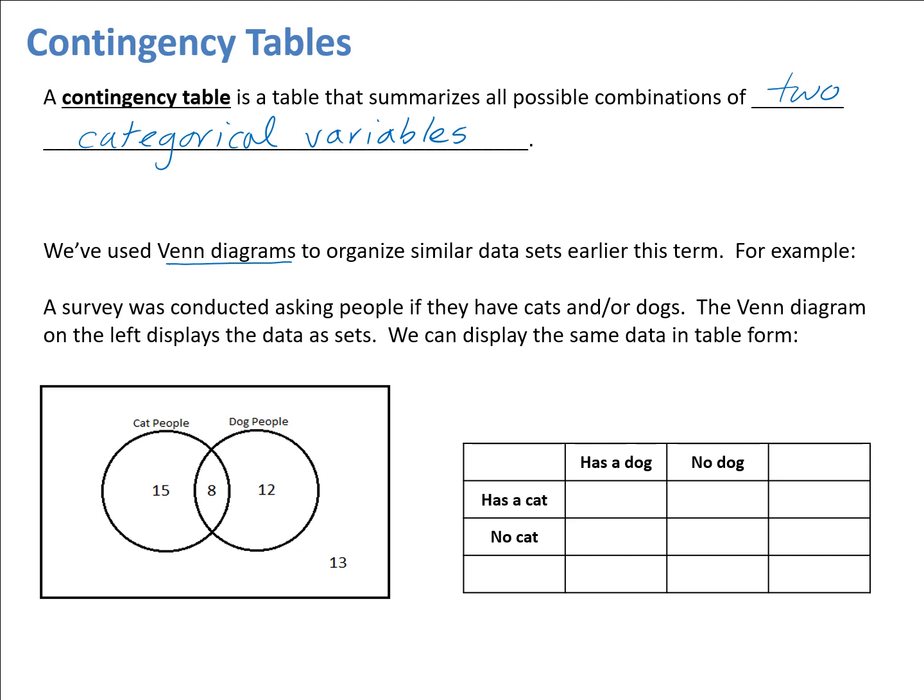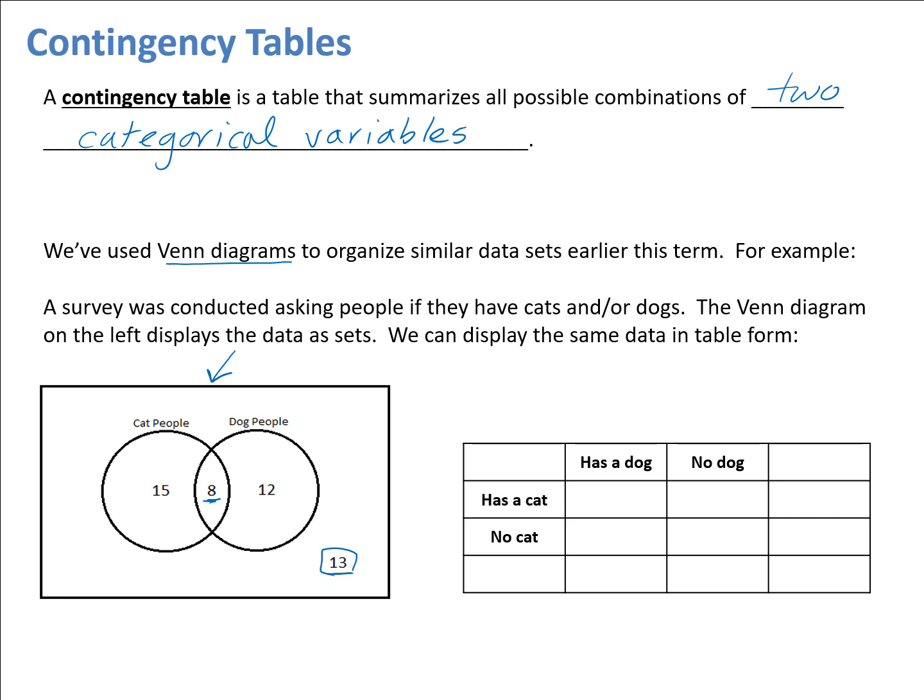A survey was conducted asking people if they have cats and/or dogs. This Venn diagram takes that data and displays it with circles representing sets. So you have a set of people, or a circle, that represents people who have cats, and a set that represents people who have dogs. Where you have overlap would be people who have both a cat and a dog. Where you have a number outside of the two sets, you have people that are neither owning a dog nor owning a cat. So these 13 people would not be in either of the two sets and therefore don't have a cat or a dog.